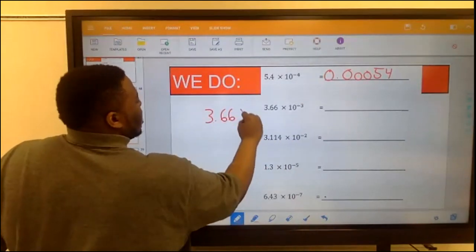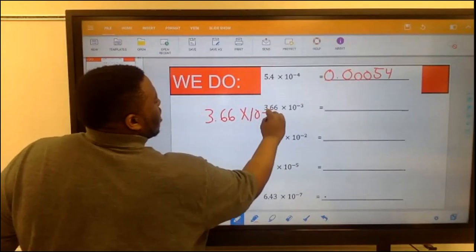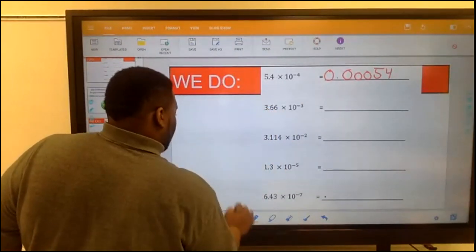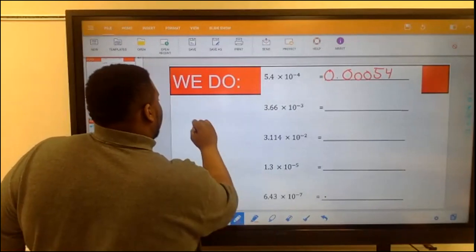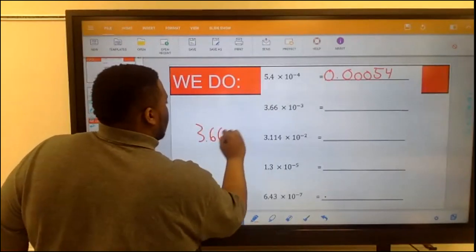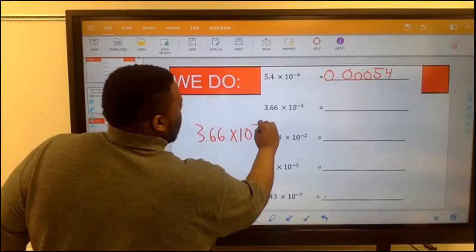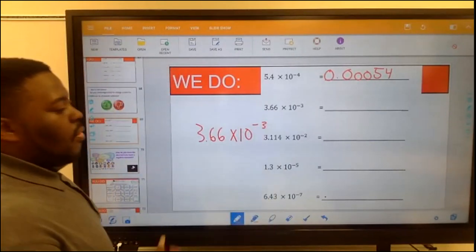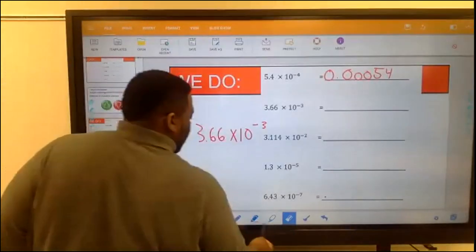3.66 times 10 to the negative 3. It's ugly. I'm trying to make sure I get enough space for you. All right. So, how many times am I moving it? 3 times to the left. 3 times to the left. Okay, 3 times to the left.